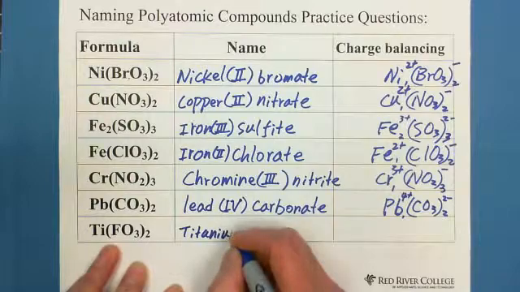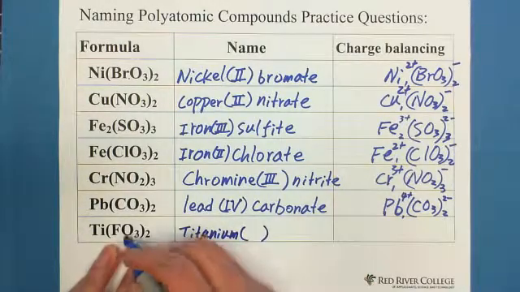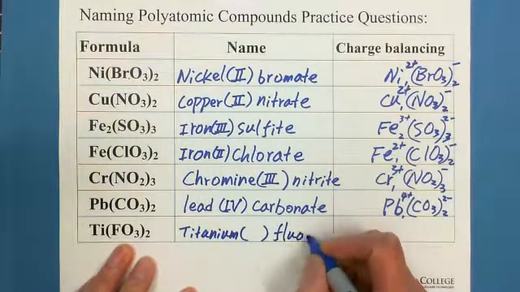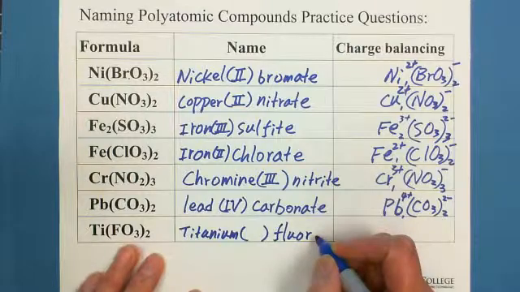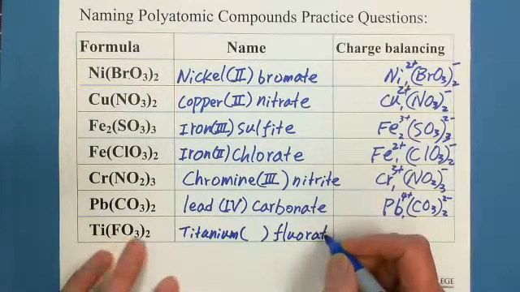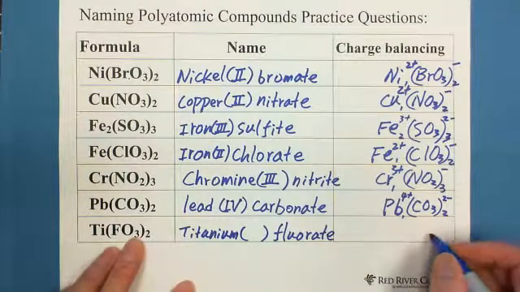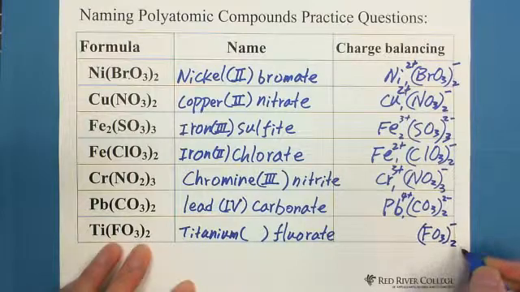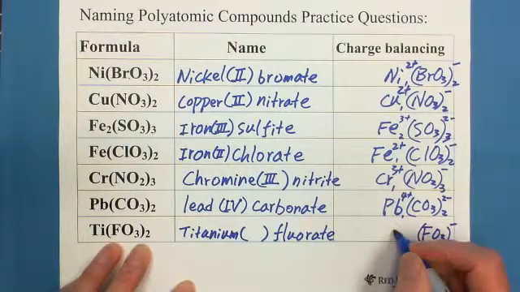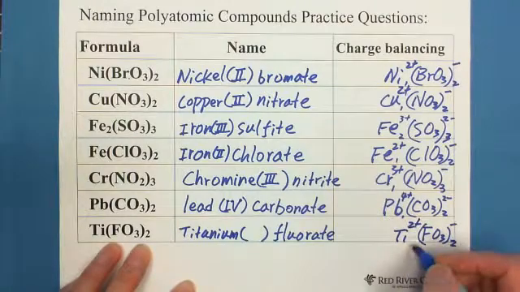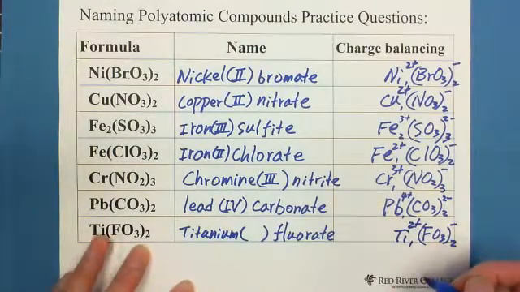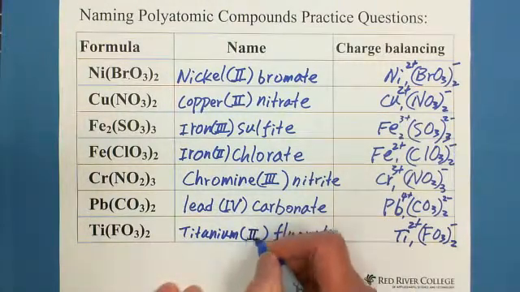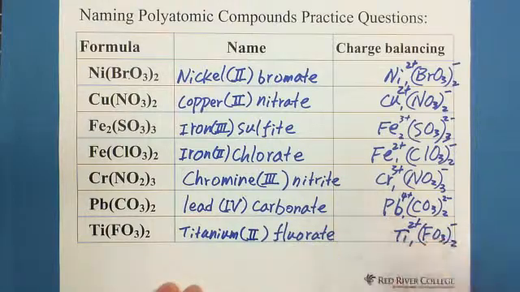The last one is Ti, titanium. FO3 is fluorate, and the fluorate is -1. So you have 2 ions, total is -2. You need titanium to be +2 to balance, because there is only 1 ion, right? No number, 1 ion. So we got titanium(II) fluorate.